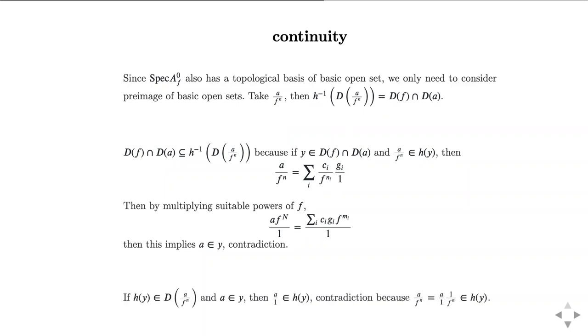And the other direction is easy, because if Y is in the basic open set as a fraction, and A is in Y, then we must have that A divided by one is also in Y. But this is a contradiction, because A divided by F to the power of N is always A divided by one times one divided by F to the power of N.